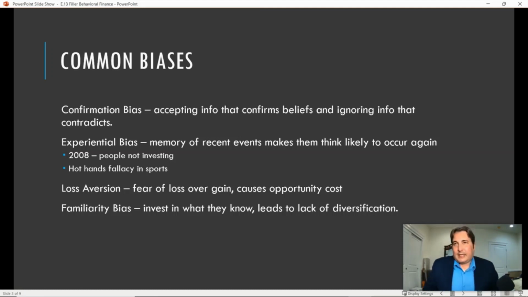Experiential bias is not entirely dissimilar. It's when you use memories of recent events and you think, okay, well, this happened, so it's probably going to happen again. The 2008 housing crisis is a great example. When the market crashed, a lot of people sold, got out. They made that mistake, and they were scared and terrified that it was going to happen again, that it was going to continue that way and just get worse and worse and worse.